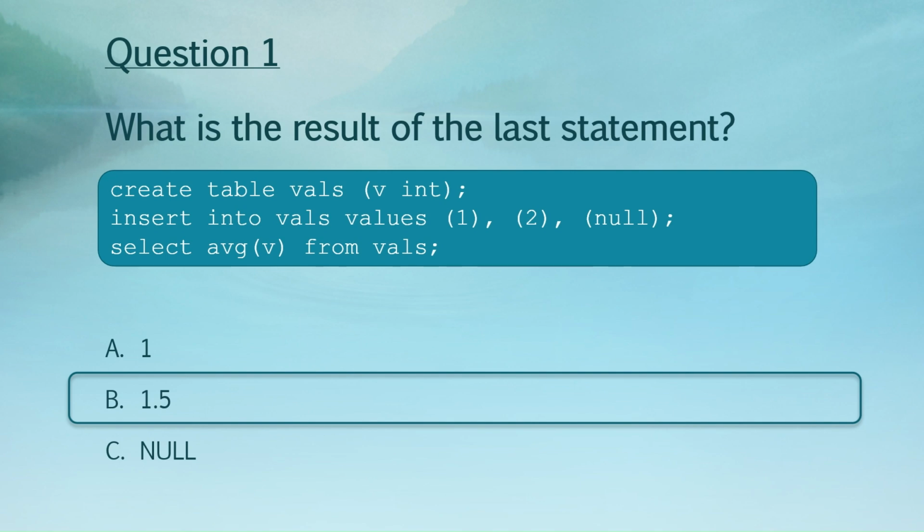In this case, they will consider just 1 and 2, and they will say 1 plus 2 divided by 2, the total count of non-null values. The tendency could be to divide always by 3, by the count of all values, but no, this doesn't apply here. And be careful, there is one single situation where the null values are considered: if all of them are null, the average will return null.